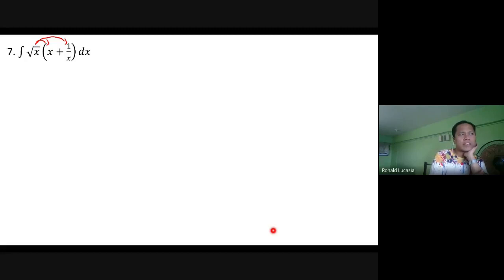Nababasa ko yung mga sagot nyo sa LMS. Ang kahinaan nyo ay kapag ang exponent ay fraction or ang exponent ay negative.